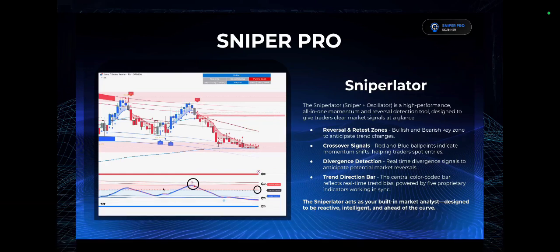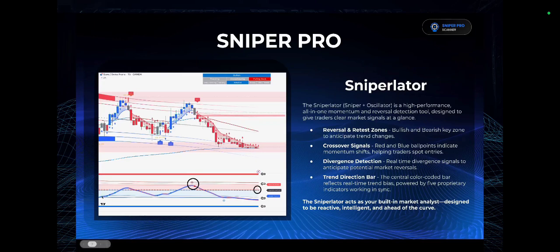And we also have a built-in Bollinger Band. So you want to make sure that you line up your Bollinger Bands with your bullish or your bearish retest zones. The next thing that you have are something called the crossover signals. So there are some crossovers that are built into the back end.